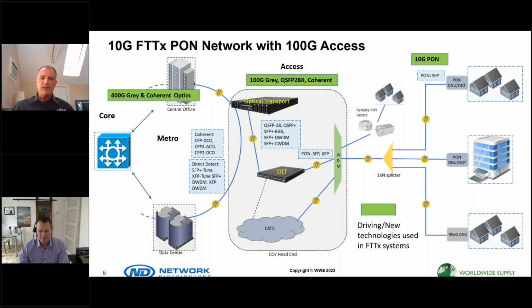The other point on this is there's a lot of different places where you can use optics. Core all the way through to the home, we offer everything from 400 gig optics into the core, 400 gig coherent into the core, and then 10G XGS-PON optics we're going to talk about later.